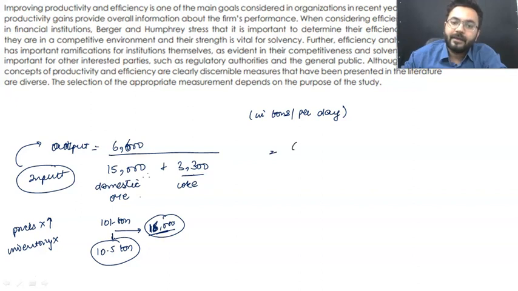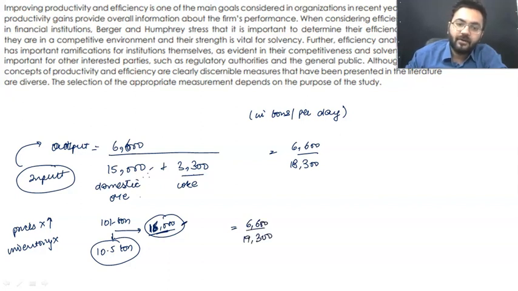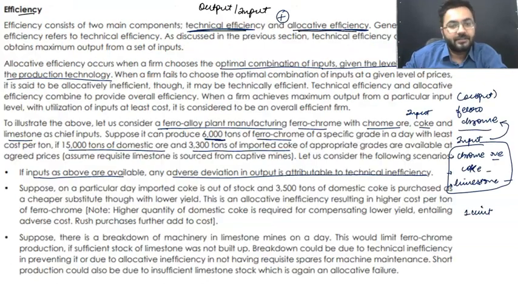Earlier, we were able to make 6,600 using 18,300 units, just as an example. If the ore has increased to 16,000, we will be able to make 6,600 using 19,300. So any kind of deviation in inputs is going to cause a loss. That is absolutely right. Okay.